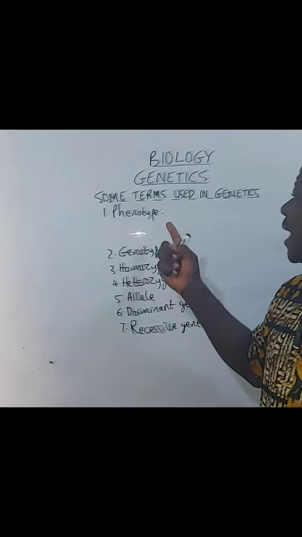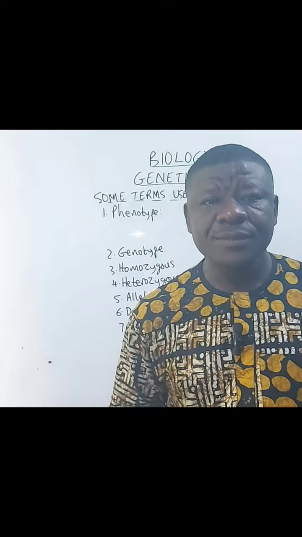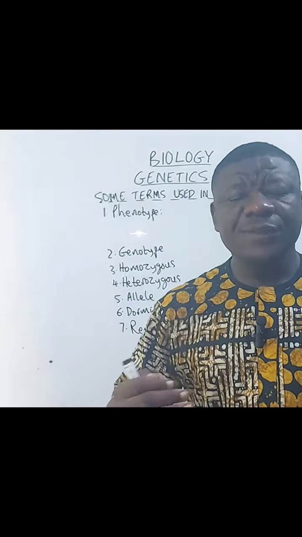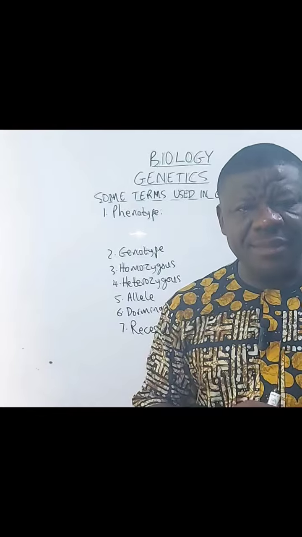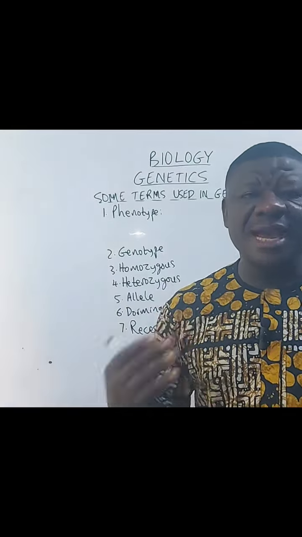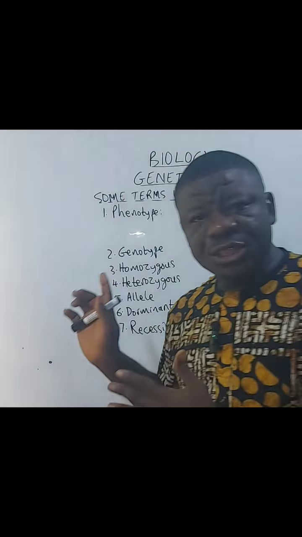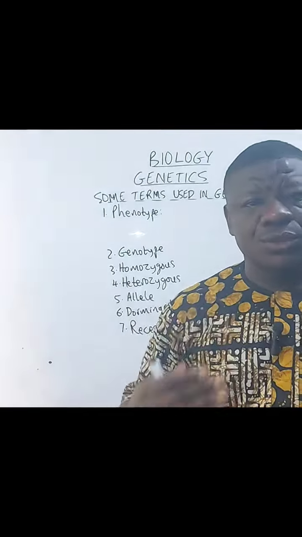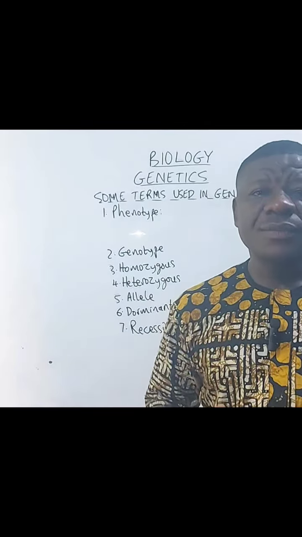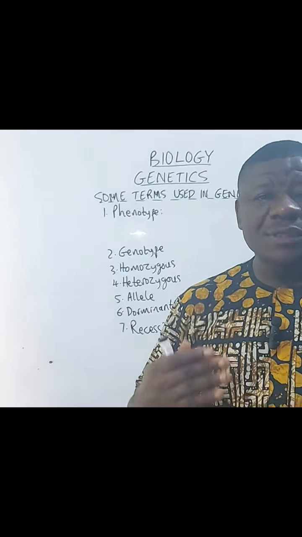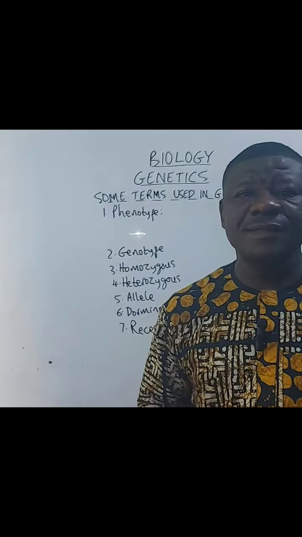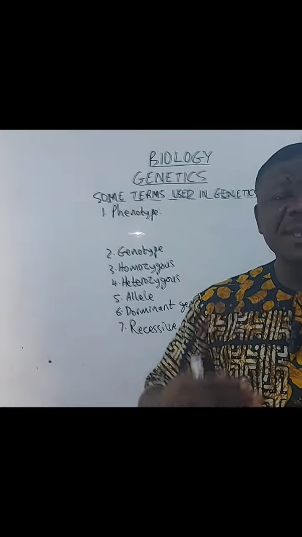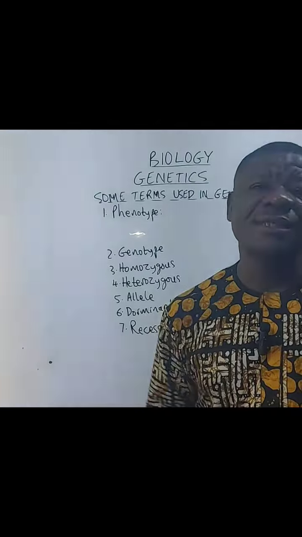So we'll be looking at some terms associated with genetics, like phenotype. Phenotype is the outward appearance of an organism, like dark skin, pink eyes, white hair, and so on. Then genotype is the genetic constitution of an organism. They will have homozygous. Homozygous is the identical pair of genes. Then heterozygous is unidentical pair of genes.